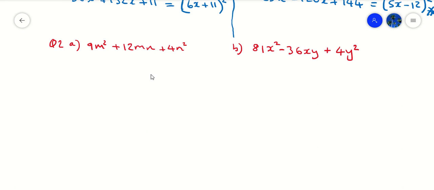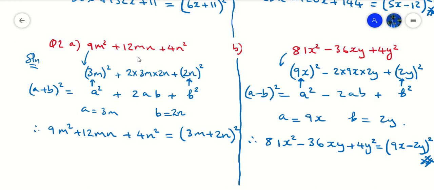Right, question number 2, part A, part B again. 9m square plus 12mn plus 4n square, and part B, 81x square minus 36xy plus 4y square. You've got quadratic expressions with two variables, but don't worry about them. The perfect square should work fine with this example. So pause the video and do this for yourself, and then we can compare the solution after you've done it.